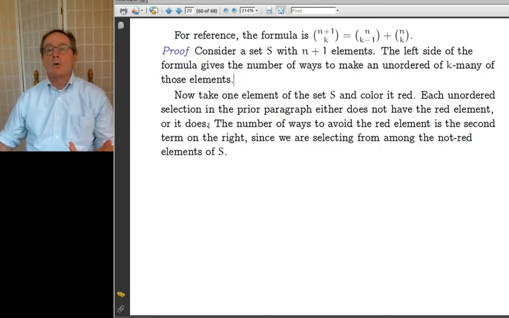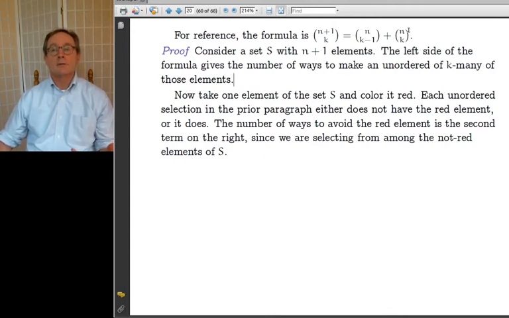So each unordered selection in the prior paragraph either does not have the red element or it does. The number of ways to avoid the red element is this, since we are selecting from among the not red elements of S. There are n not red elements in S, and you're picking k of them. Okay, so that's the number of ways to pick without picking the red element.